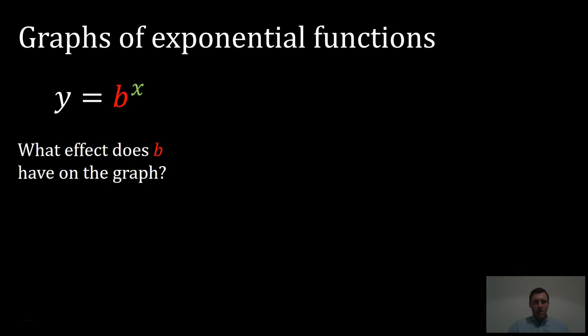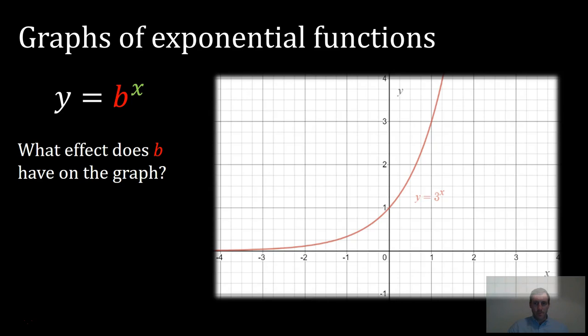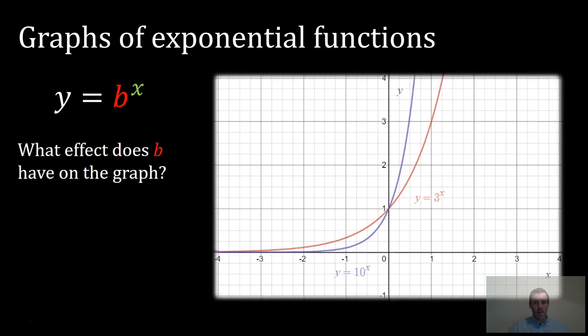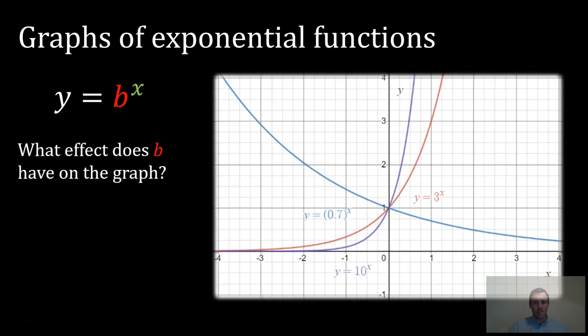Let's consider the family of curves of the form y equals b to the power of x, where b is greater than 0. First, let's consider y equals 3 to the power of x. The y-intercept is 1, the horizontal asymptote is y equals 0. Second, let's consider y equals 10 to the power of x. The y-intercept is 1, the horizontal asymptote is y equals 0. Now let's consider y equals 0.7 to the power of x. The y-intercept is still 1, the horizontal asymptote is y equals 0.